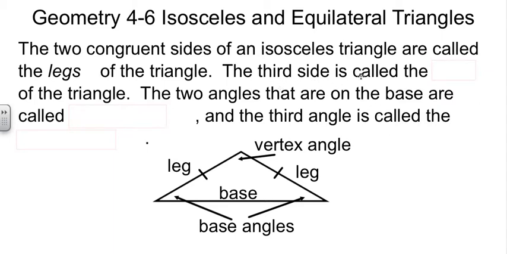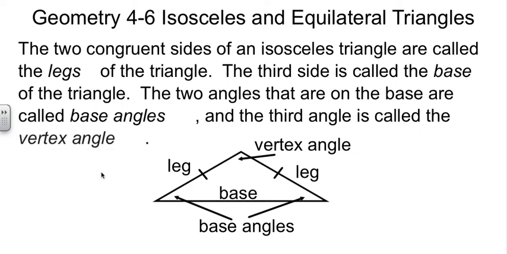The third side, the side that is not one of the legs, is called the base. So that distinguishes the sides. Now let's talk about the angles. The two angles that are on the base down here have a special name called the base angles. And the third angle, you can already see, is called the vertex angle.